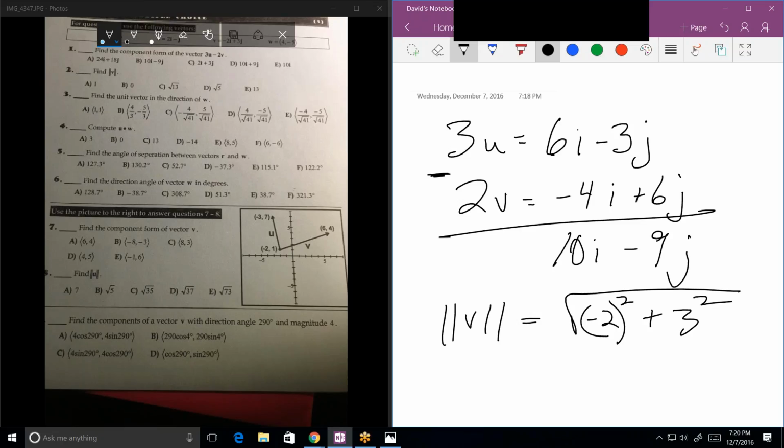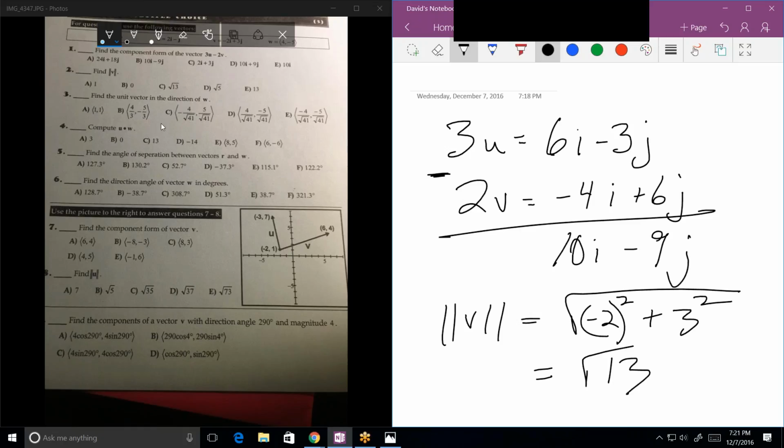So if you have like a helicopter flying, it's actually going in 3 different directions. It's going easterly, it's going northerly, and it's going up and down. So 3D vectors get more complicated still. But this is the square root of 13. Okay. Magnitude of V.